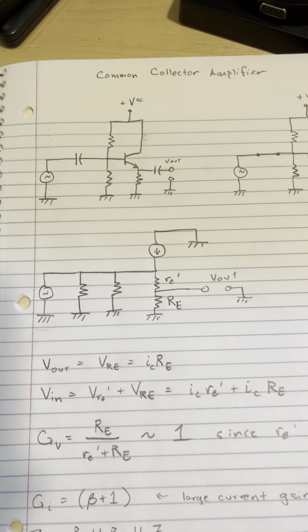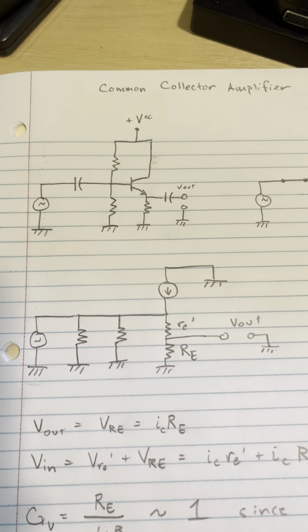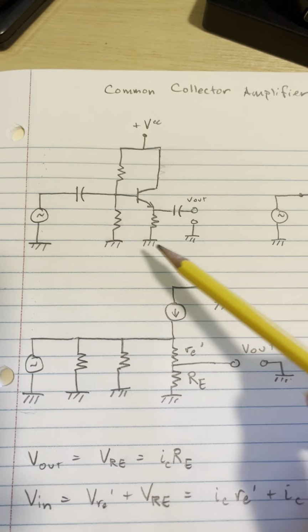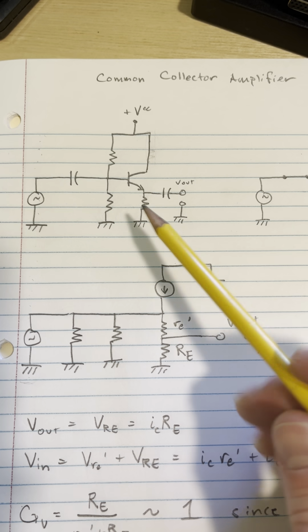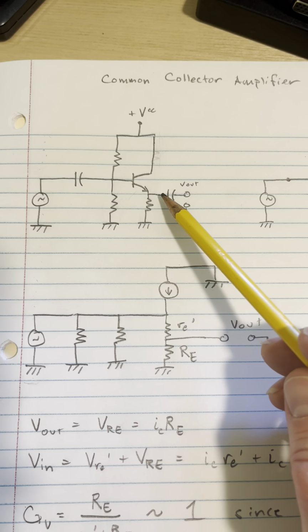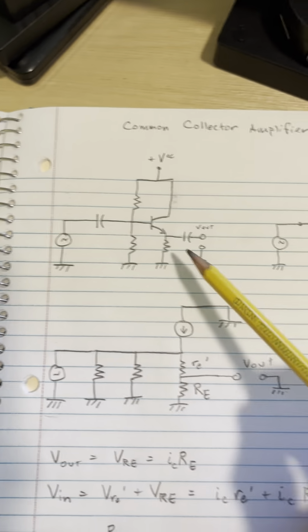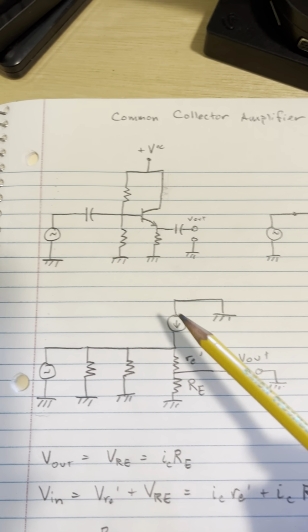Now I'd like to talk about a common collector amplifier. If you recall, this is what a common collector amplifier looks like. This time there's no resistor on the collector side, and the signal is taken from the emitter. This is often also known as an emitter follower, because we're taking the signal from the emitter, but also because this follows the input voltage, as we will see.